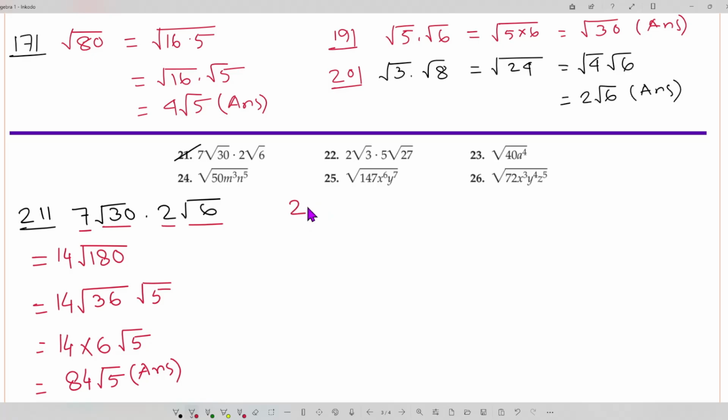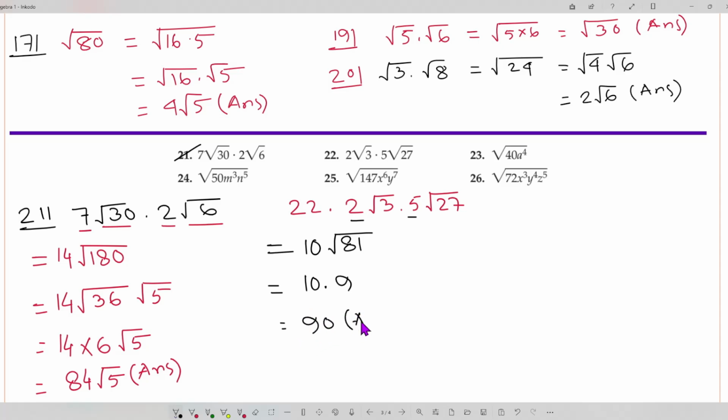Now number 22. Here is 2 root 3 times 5 root 27. Similarly, 2 times 5 is 10, right? And then this root 3 and root 27 we can write root 81. Okay, now look, this root 81 means what? It means 9. So 10 times 9 equals 90. This is our answer. So 21, 22 done. Now 23.